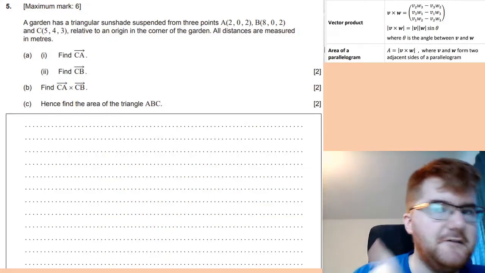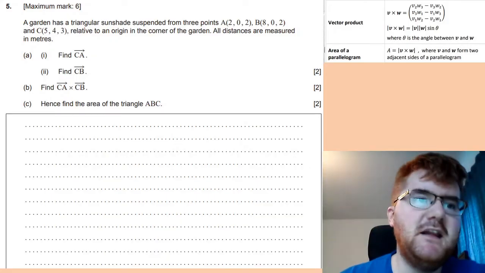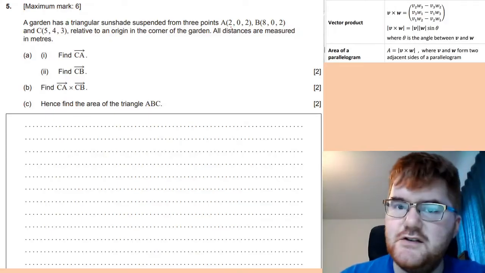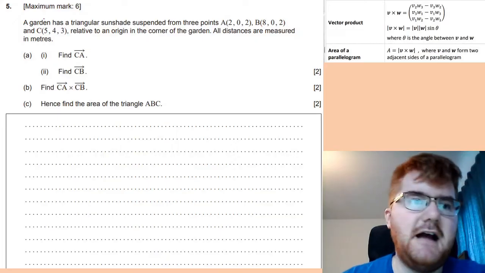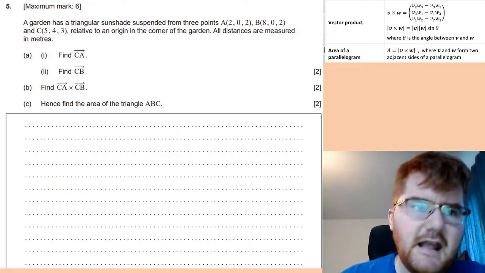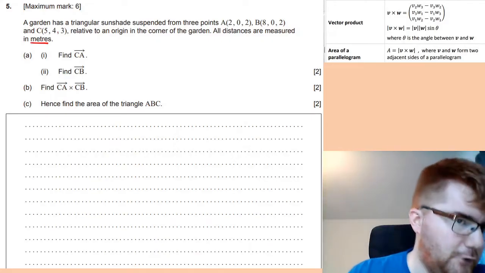Notice I've taken a part of the formula sheet for this particular question. A garden has a triangular sunshade suspended from 3 points, so in 3D: (2, 0, 2), (8, 0, 2) and (5, 4, 3), relative to an origin in the corner of the garden. And these distances will be in meters, which makes lots of sense.